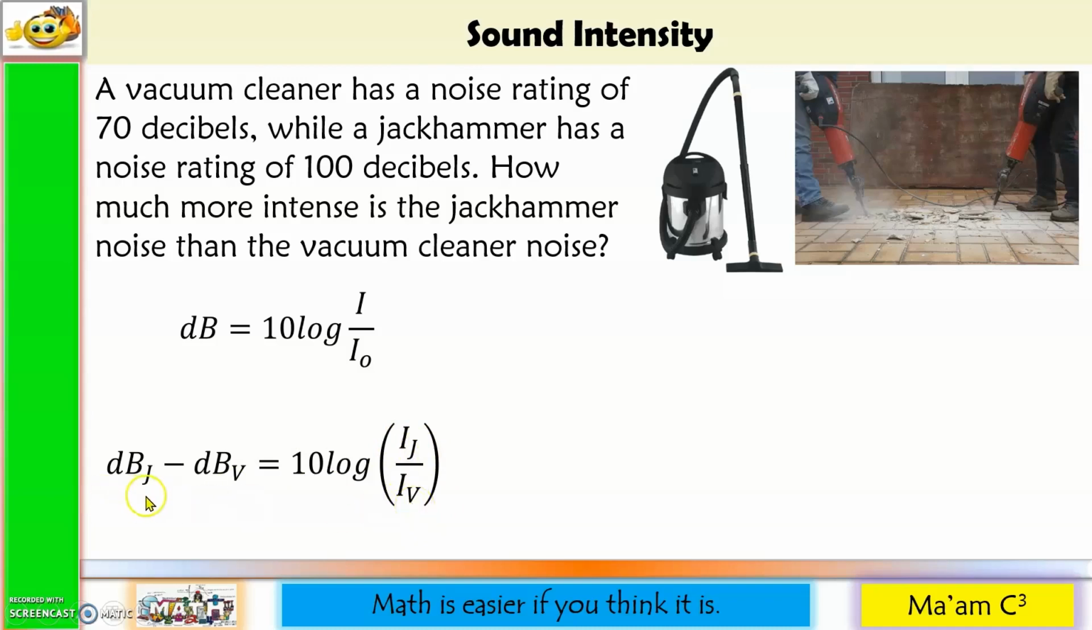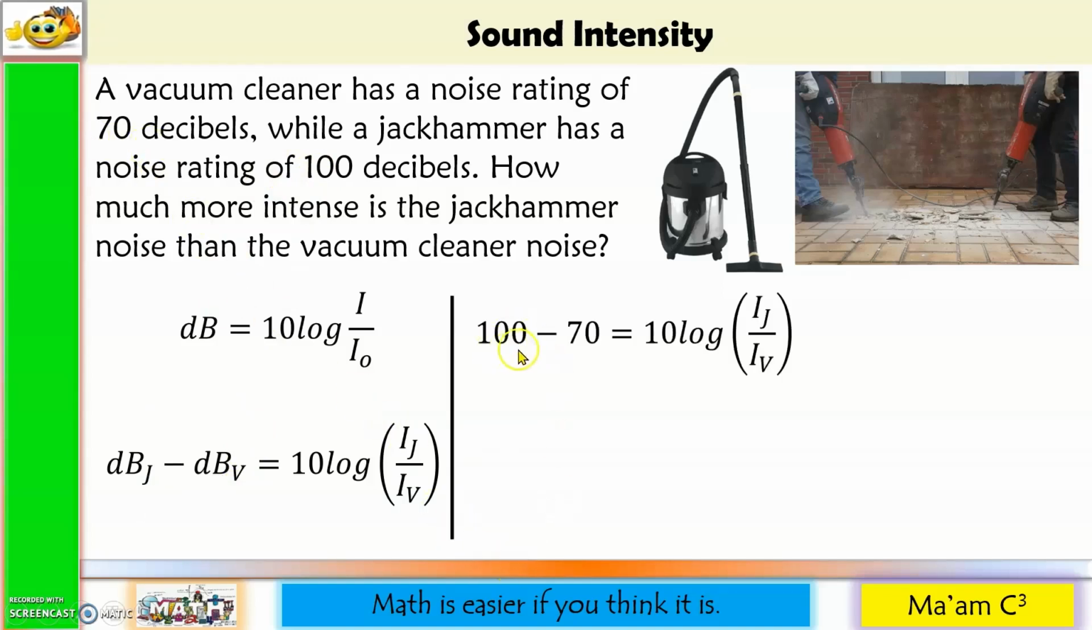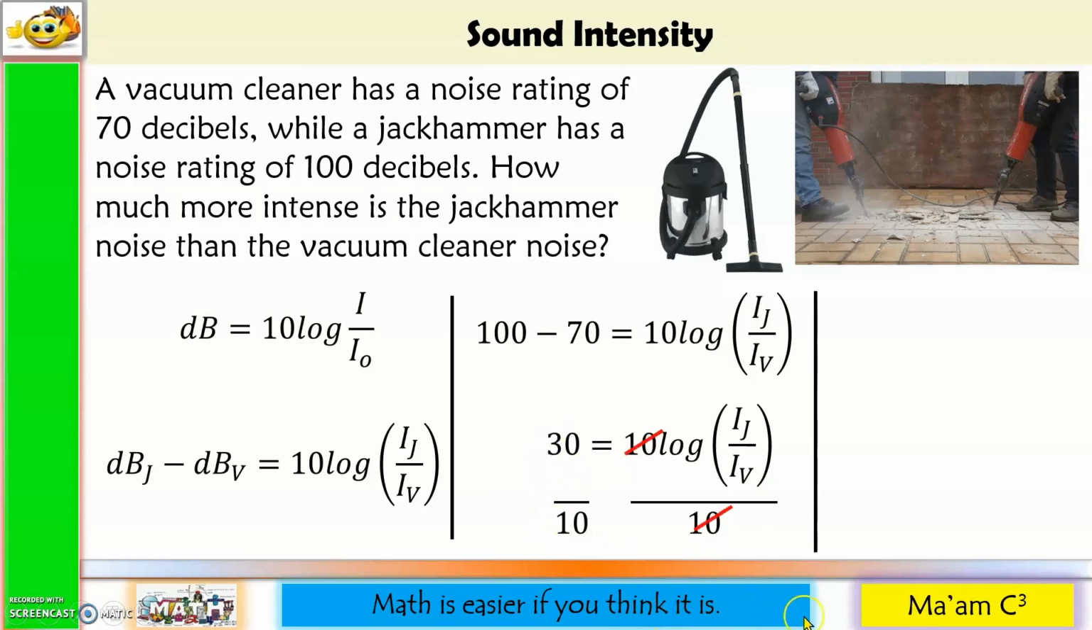The decibel of the jackhammer is 100. The decibel of the vacuum cleaner is 70. So let us substitute those values. 100 minus 70 is 30. Let us simplify this. Let us divide both sides by 10. So 10 and 10 will be cancelled out. 30 divided by 10 is 3. So we have 3 is equal to the logarithm of I sub j over I sub b.